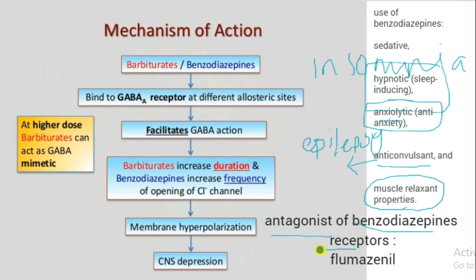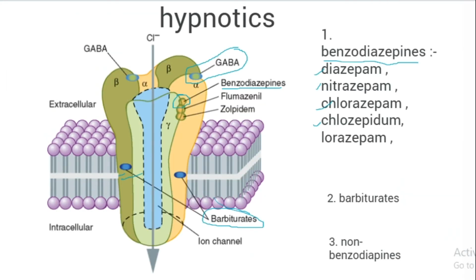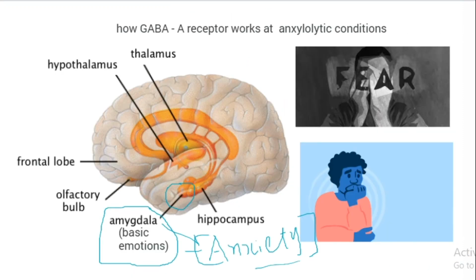Okay, antagonist of benzodiazepine receptors, flumazenil, because flumazenil has a binding site between alpha and gamma, so it is the antagonist of benzodiazepine. So we can give treatment for benzodiazepine overdose.